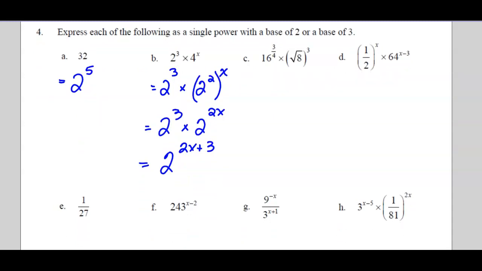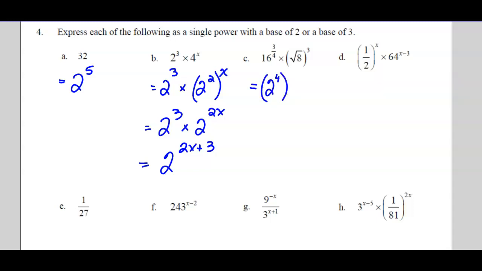Okay, because they do have the same base, so you can add the exponents. Okay, so next one, you could evaluate 16 to 3/4, okay? Or you could show 16 with a base of 2 and 8 with a base of 2, because you're going to have to simplify it all together. So, totally up to you.